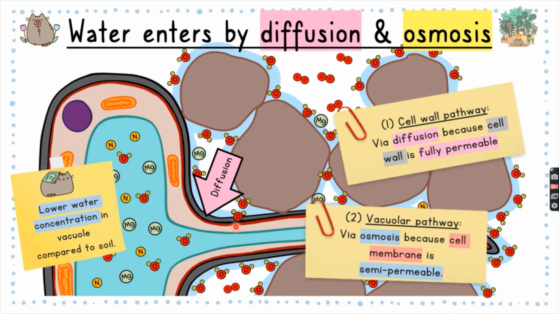This is because the cell membrane, this red part right here, is a semi-permeable membrane. And to explain this, you also have to mention that instead of using concentration, we prefer to say lower water potential. So there's higher water potential outside than inside the vacuole. Therefore, this water molecule will now enter through the semi-permeable membrane via osmosis, and it's going to be stored in the vacuole.